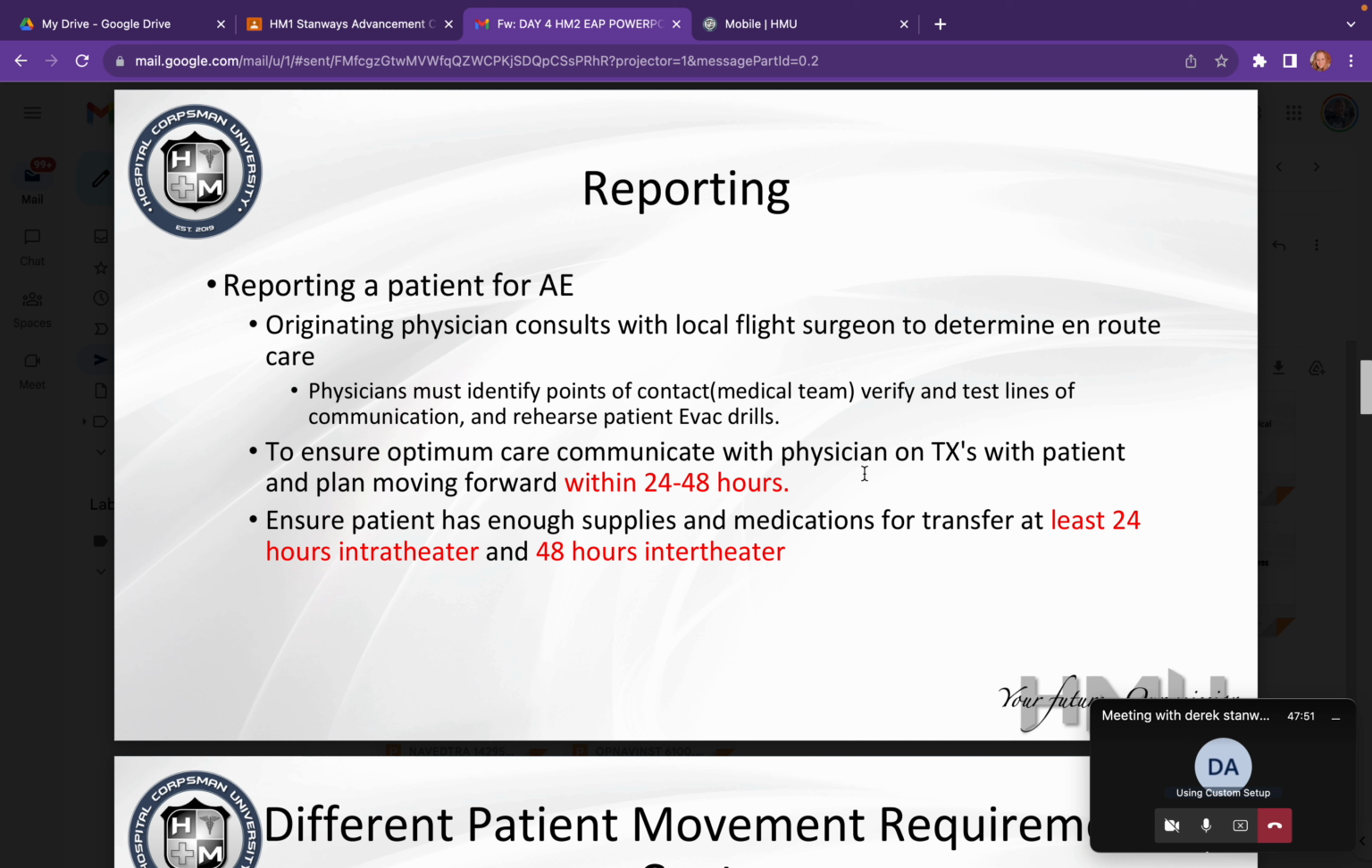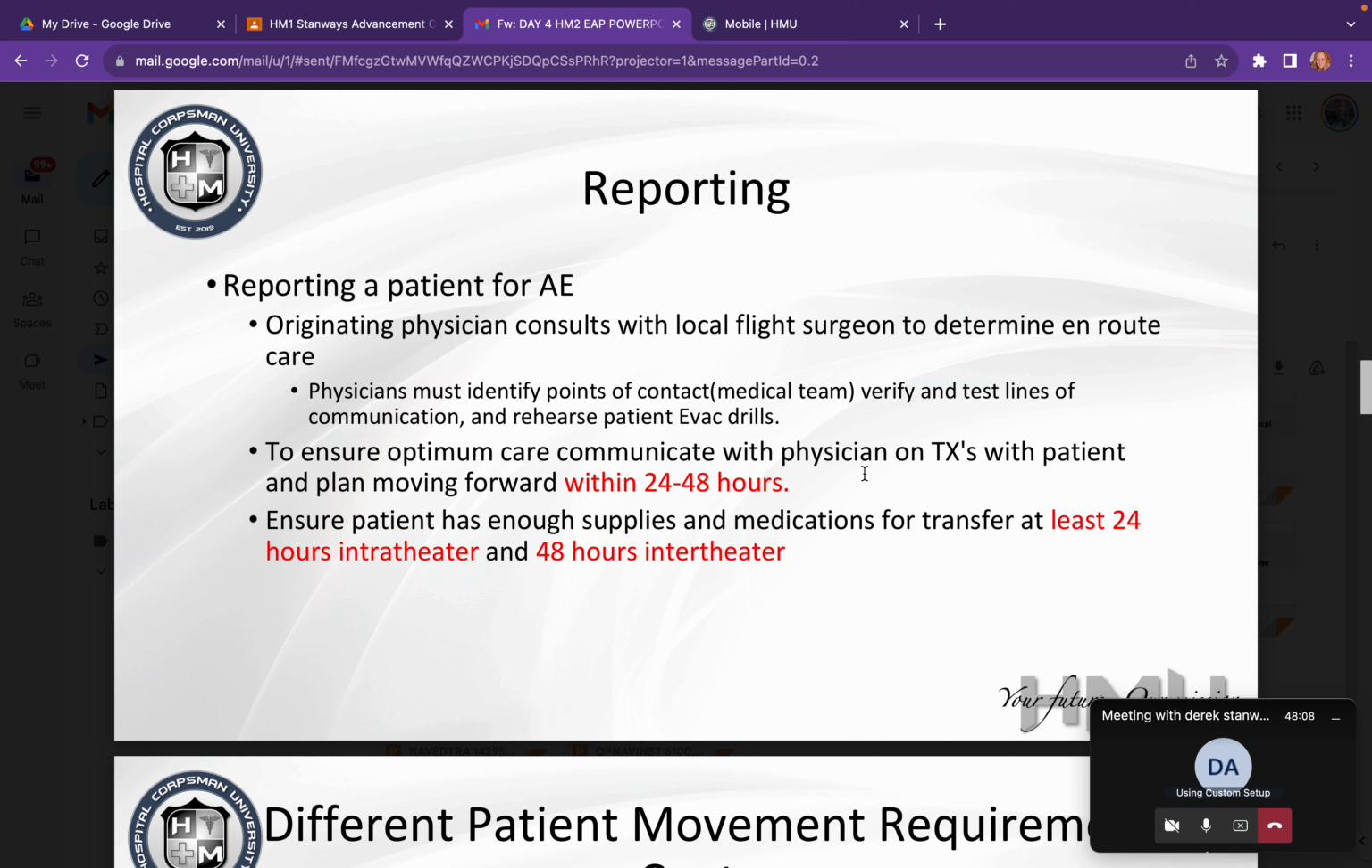So that's where that communication comes into play. To send them, once you have that accepting physician there, you also have to communicate to the EMF to make sure that when they come up to CLDJ before they transfer up to Landstuhl, there's a provider there that's willing to accept that patient as well.